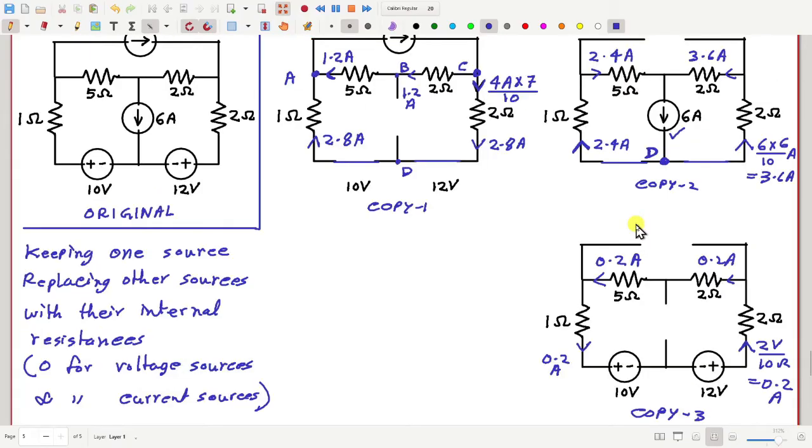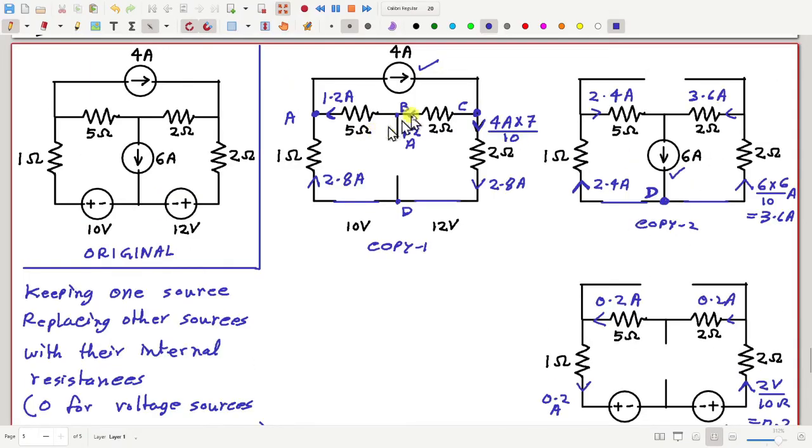Now what we will do, we will add the solutions of these 3 copies together to get the solution of the original circuit. For example, consider this 5 ohm branch in the original circuit. How much will be the current? Here we have 1.2 from right to left, then 2.4 from left to right, and here 0.2 from right to left. If you add these 3, it gives 1 ampere from left to right. 1 ampere, absolutely right.